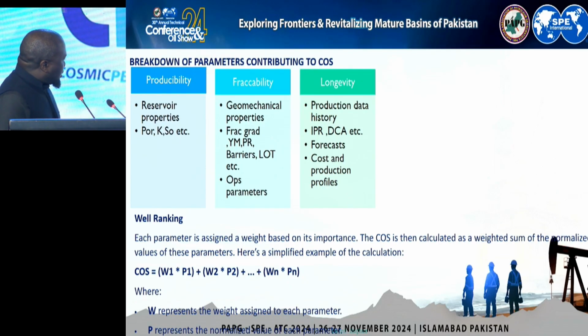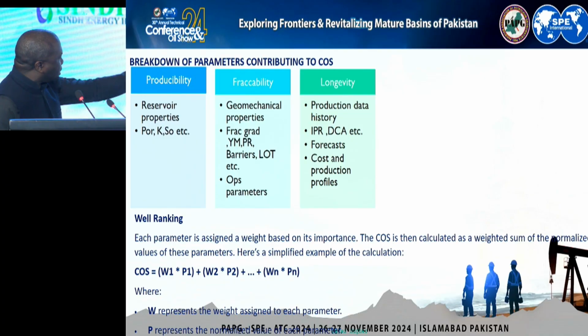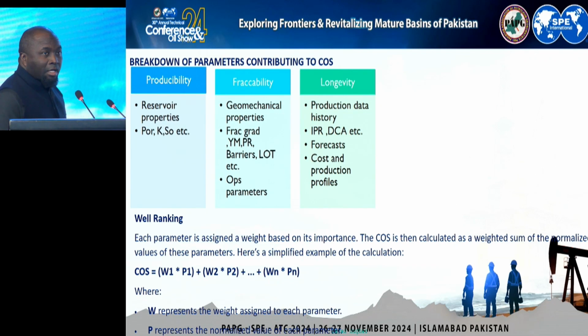And then that's where you have your formula for the COS, the chance of success, where you weigh each of these properties against a normalized value. So you normalize the value and you weigh each of them. And then you add them up to get your chance of success.